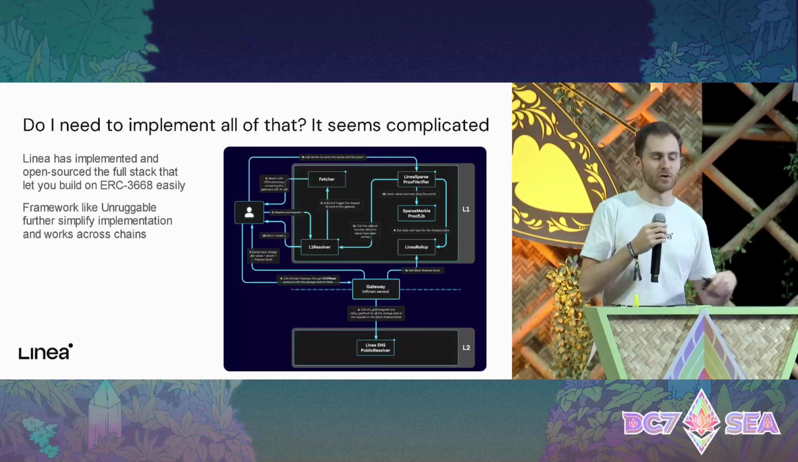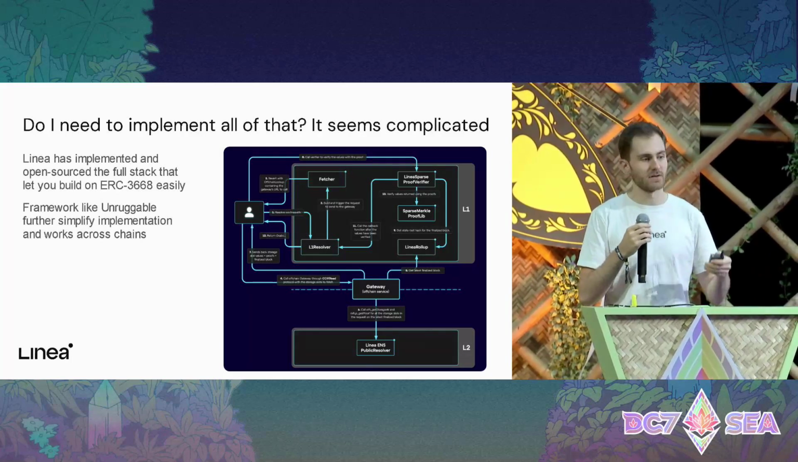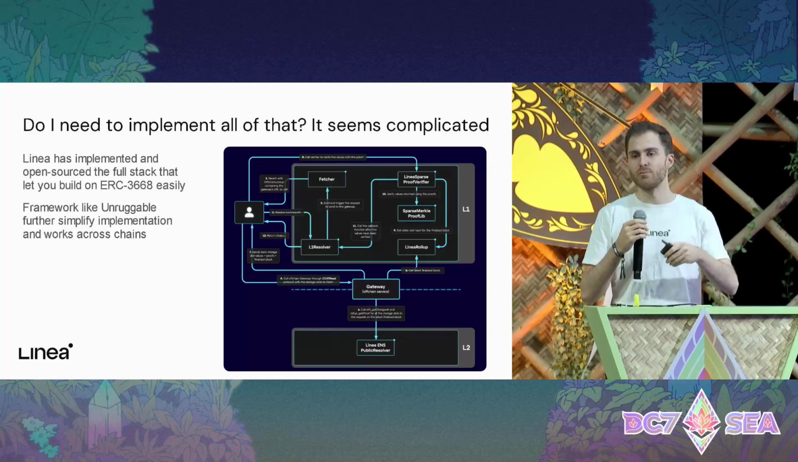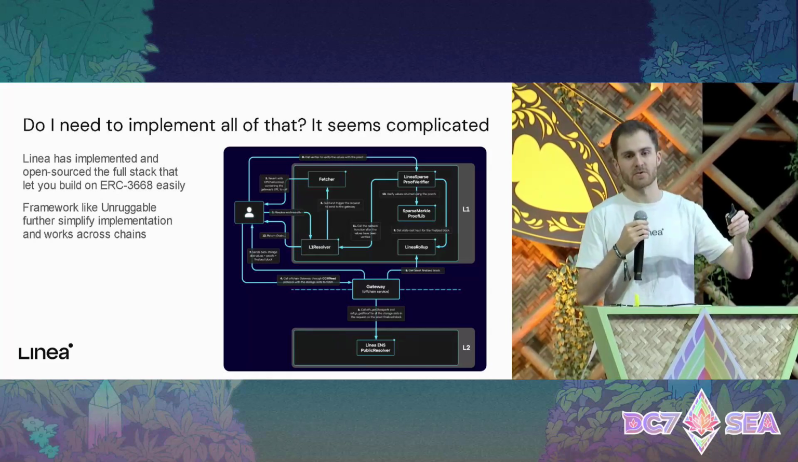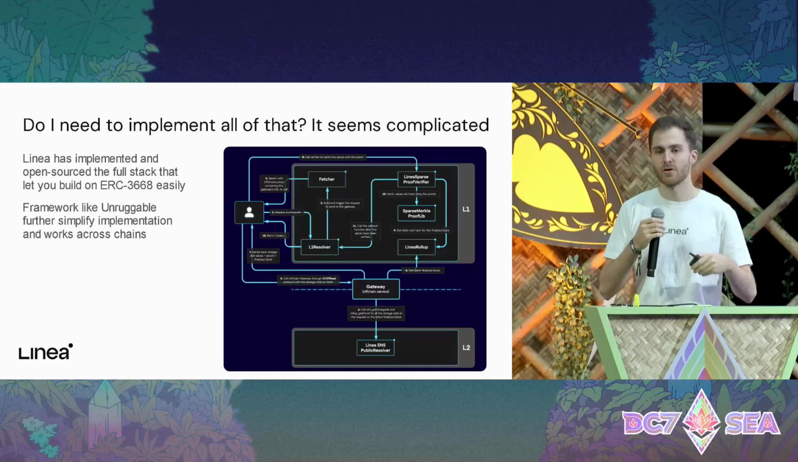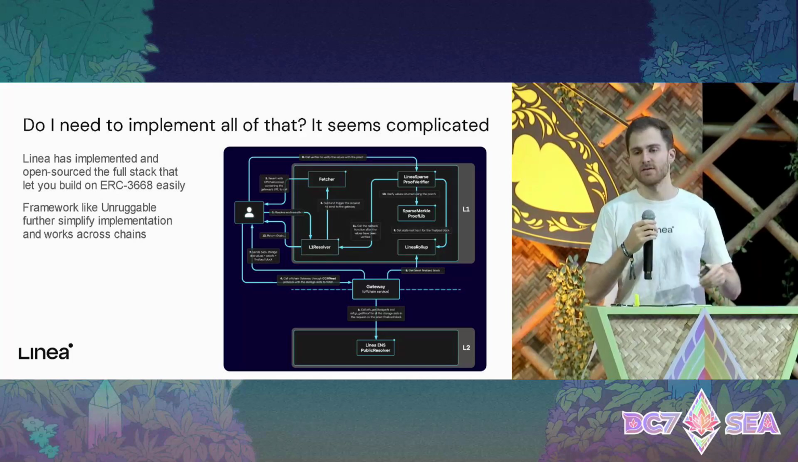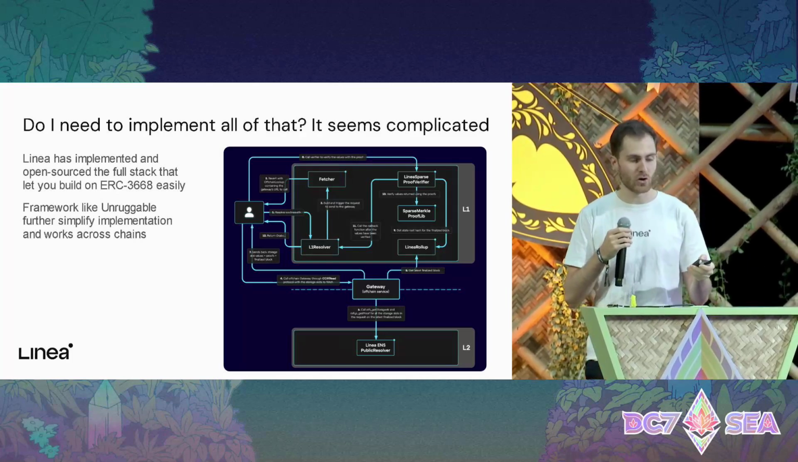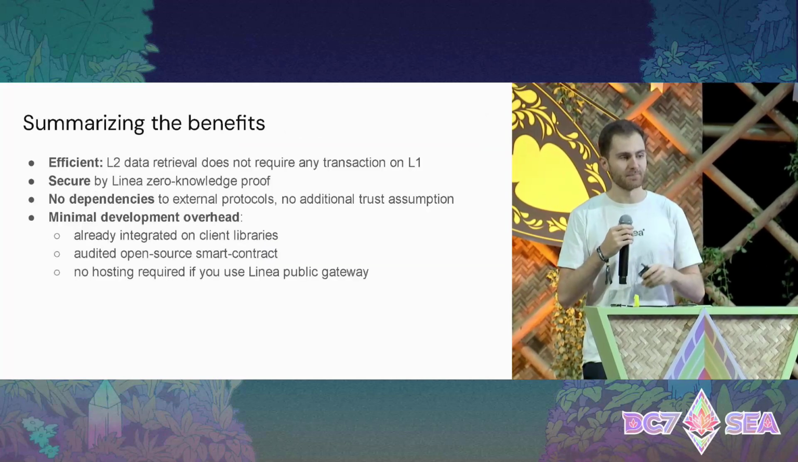And on top of that, there have been teams like the Unruggable team that have built an additional layer of abstraction that simplify it even more and abstract the chain so it can seamlessly work on different chains.